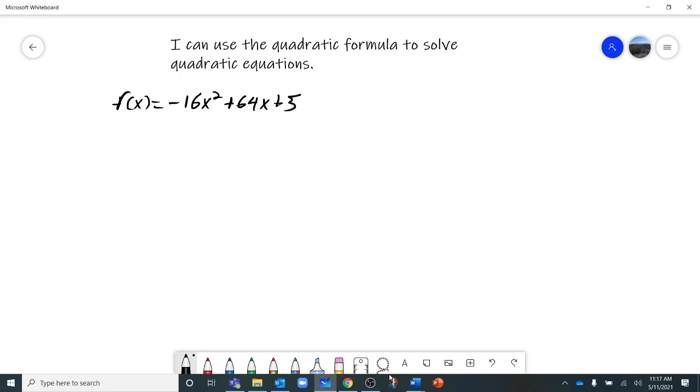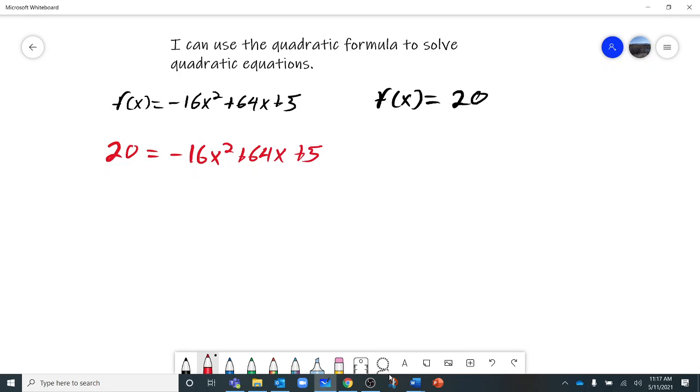We want to know, when will the height of the watermelon be 20 feet? So when will f of x equal 20? And we want to find what our x value is for that. So what we're going to do is say f of x equals 20. We're going to rewrite our equation as 20 is equal to negative 16x squared plus 64x plus 5.